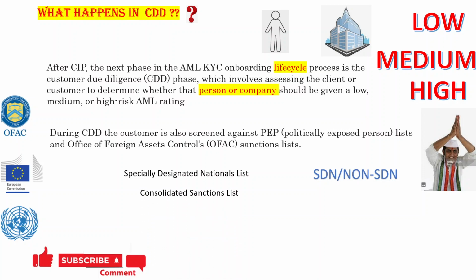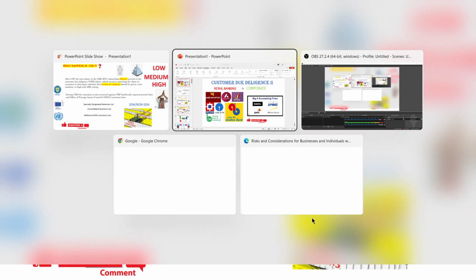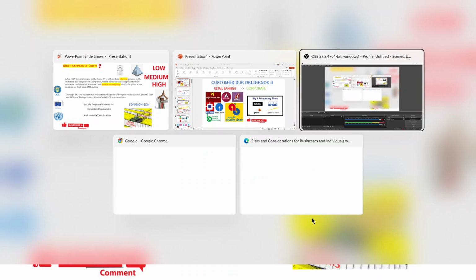Second is the consolidated sanction list. The sanctions are with respect to political, economic as well as money laundering matters. Recently we have seen in the news that multiple sanctions have been put on Russia regarding the war in Ukraine. These sanctions are political, economic, as well as linked to money laundering. And last, the additional OFAC sanction lists. All these lists are compared in CDD. So let me show you what OFAC and the SDN list are.